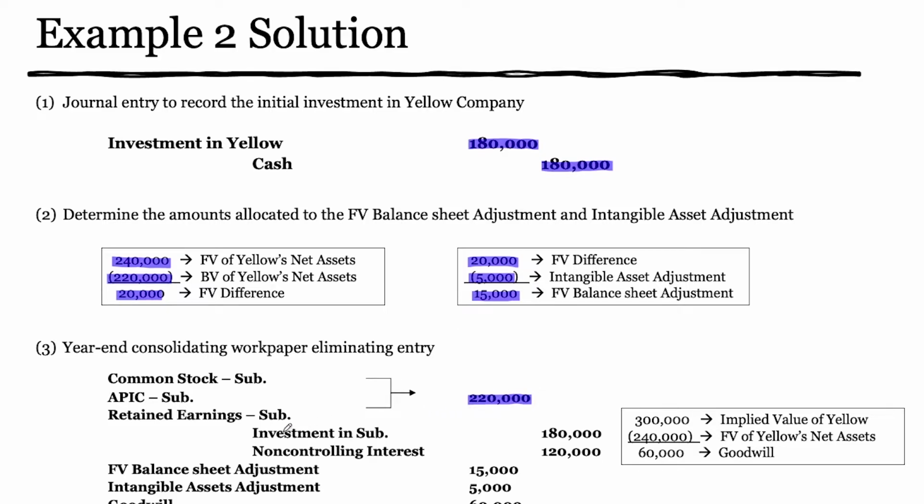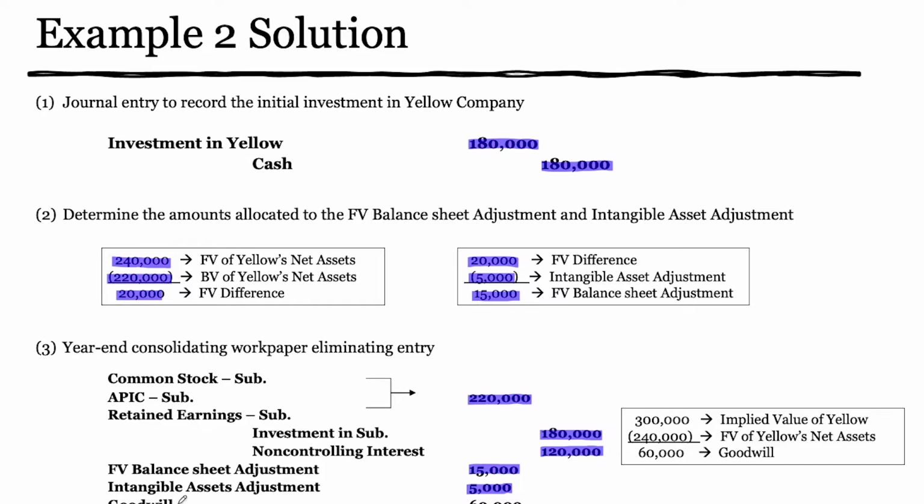Next, we're going to want to credit out our investment in the subsidiary, which we know to be $180,000, which is given in the problem, as well as credit out the non-controlling interest portion of $120,000, which is also given in the problem. Next, we're going to want to debit out our fair value balance sheet adjustment, which we already solved to be $15,000, and debit out our intangible asset adjustment, which we already solved as well to be $5,000, which is also given in the problem.